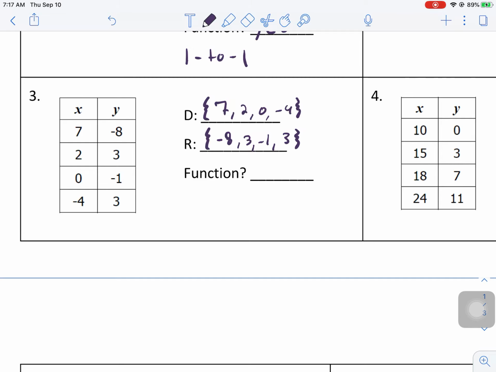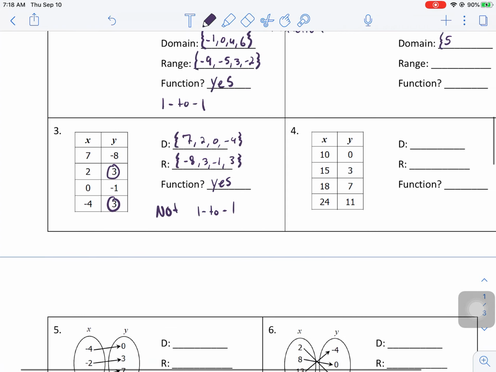And then we need to determine, is this a function? So all of the x values have a y value. That's the first check. And then the second check is, do any x values repeat? No x values repeat, so yes, this is a function. Then we need to decide, is it one-to-one? When we ask, is it one-to-one, we need to decide, do any of the y values get repeated? And in this case, we have 3 gets repeated, so it's not one-to-one, okay?